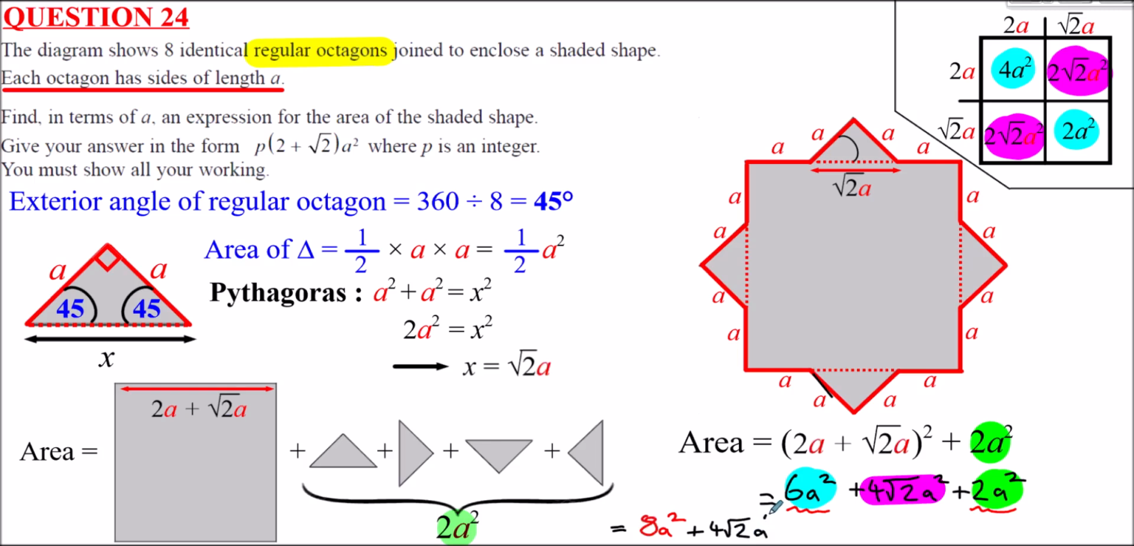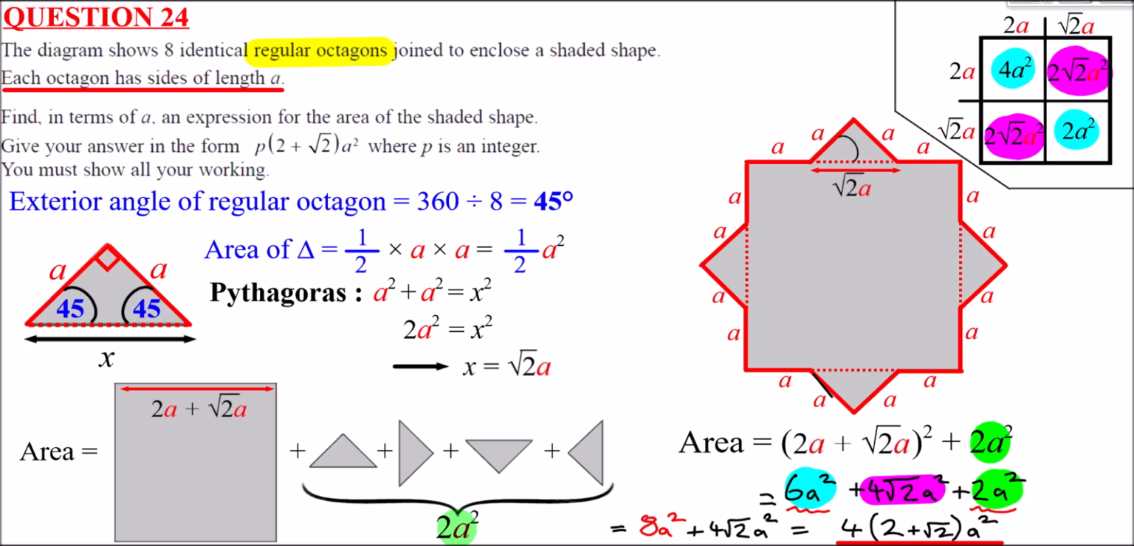So now, comparing it to the target, I want it to be something like this. And so if you have a look at the numbers here, 8 and 4, the highest common factor is 4, so I can factor out a 4 from that. And then, to get 8, I need to multiply 4 by 2, and to get 4 root 2 from 4, I need to multiply by an extra root 2. And then I can put that a squared on the outside because it's a common term in each. So, therefore, that's our solution. So, our answer is simply, the total area is 4 brackets 2 plus root 2 close brackets a squared.